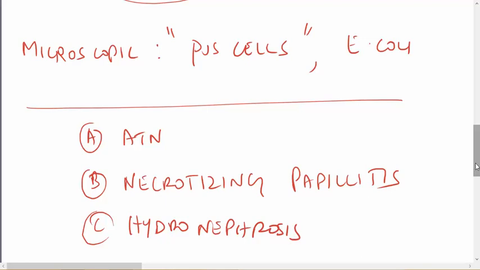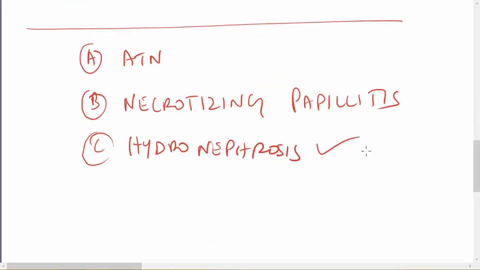If they are given a background of obstruction, you can write the complication is hydronephrosis. If they are given a background of ischemia, the complication will be ATN. They have given a background of infection, so in pyelonephritis the complication may be necrotizing papillitis. So, this is the right answer.